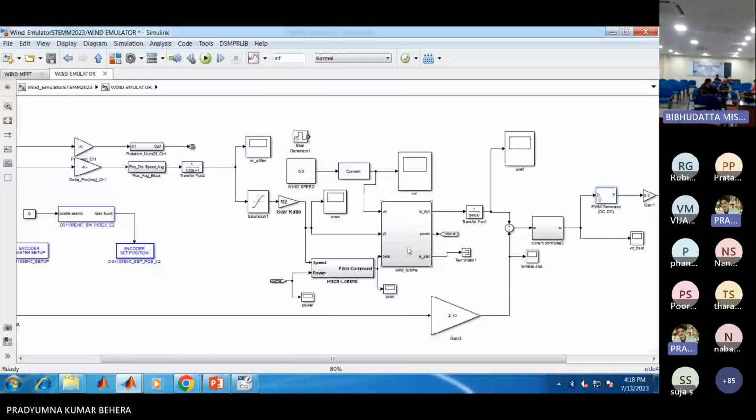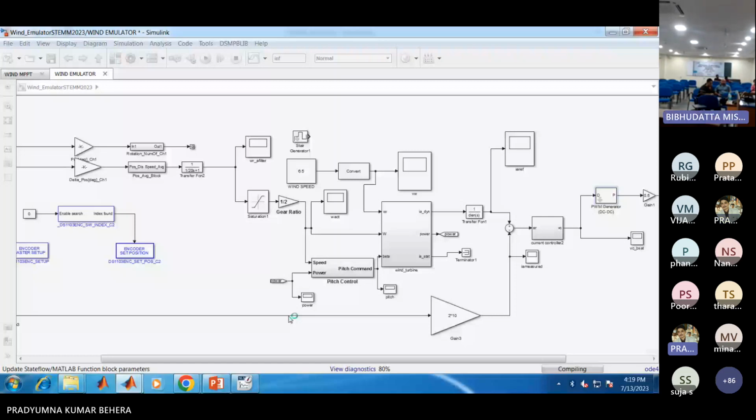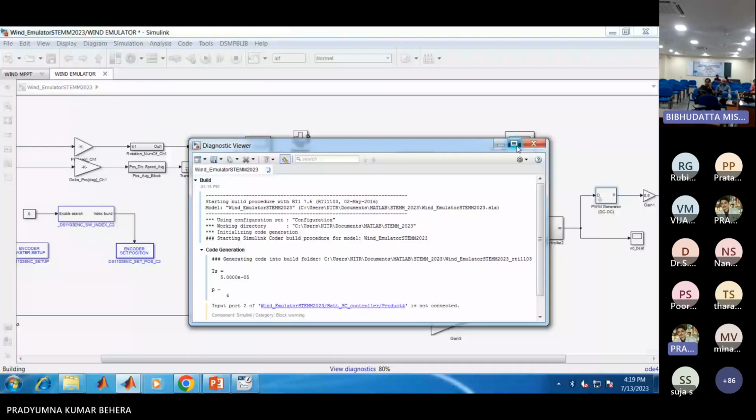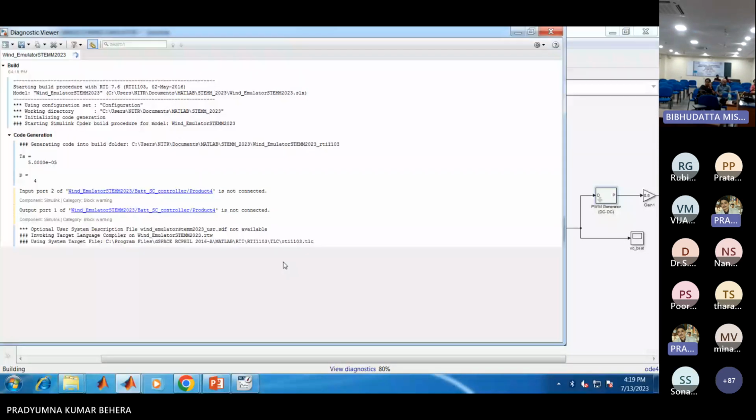Next, I am trying to build the model into the dSPACE CPU. Here you can see the build process is taking place.